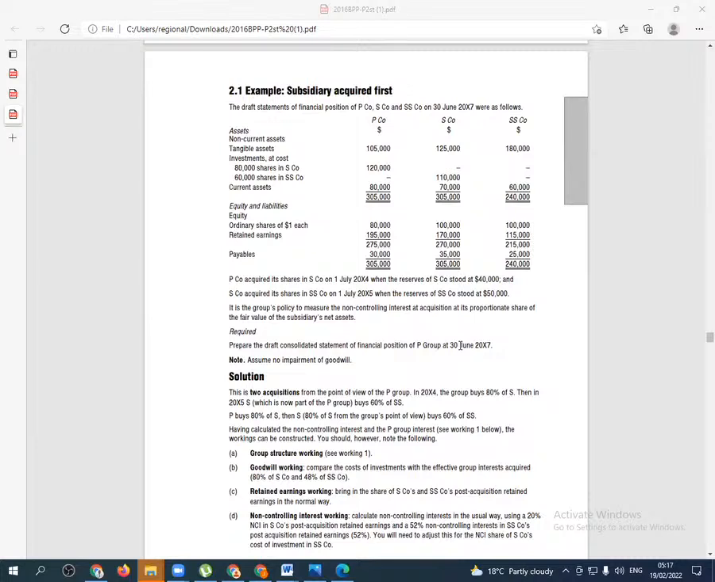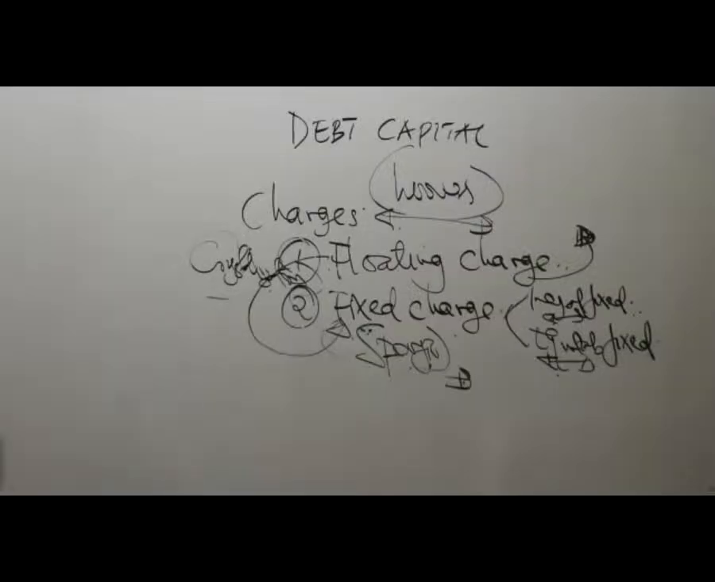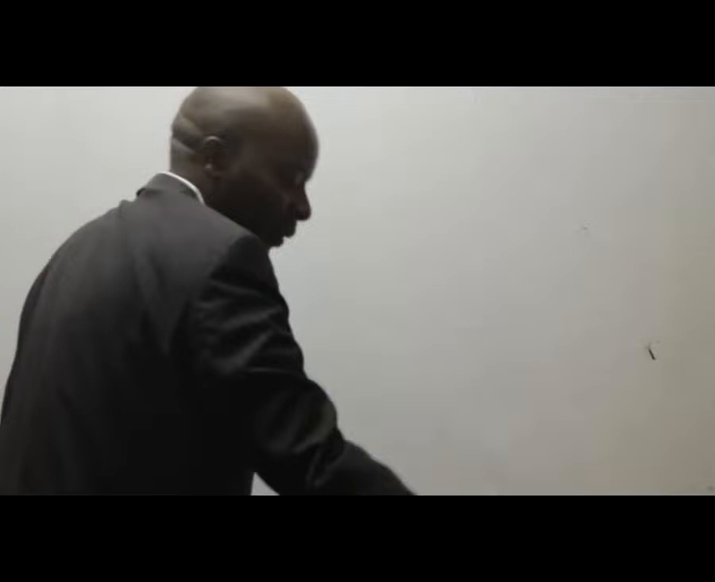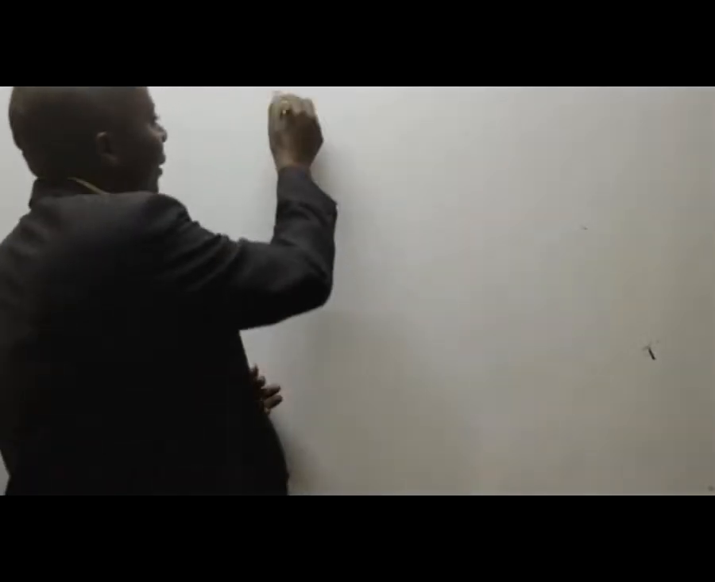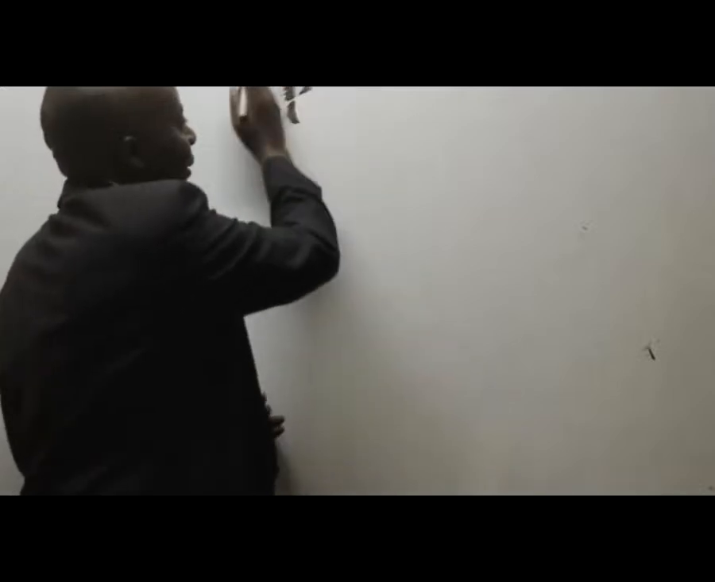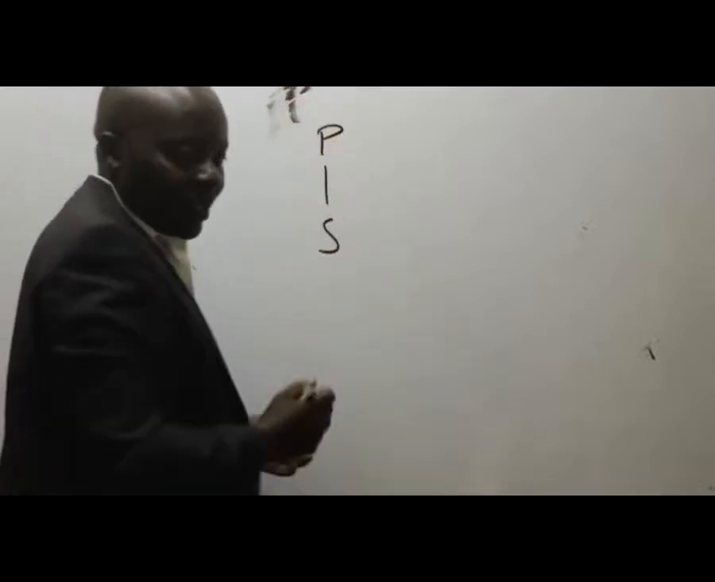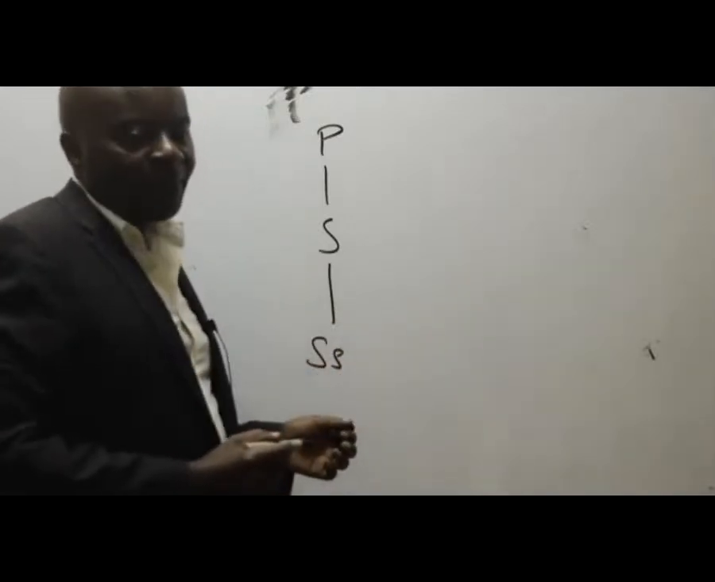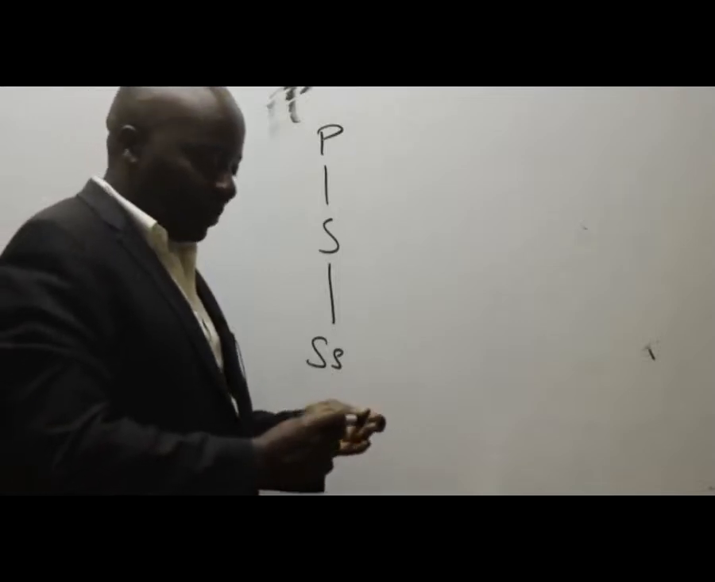Ladies and gentlemen, this is quite an interesting one. I can see something very important there. That P bought S, and then S bought SS. So we have here P, which bought S. And then S went ahead and bought SS company. Interesting. So what were the percentages?